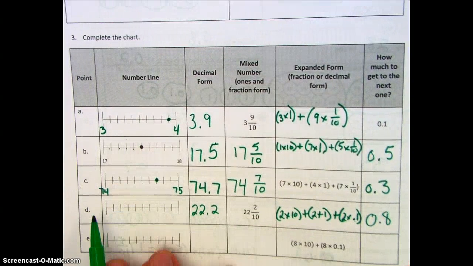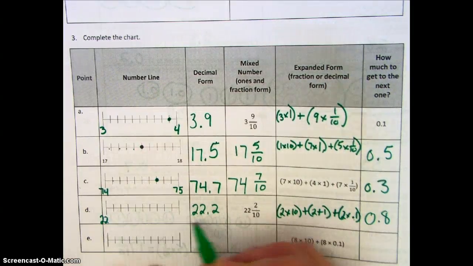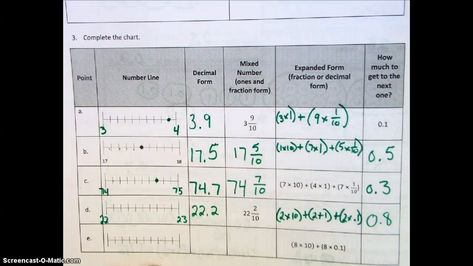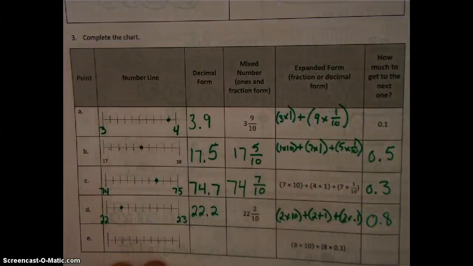Now going over to our number line, notice that we have 22. So that means we have 22 to 23 on our number line. Now nice and easy, we can just count over 1, 2/10.